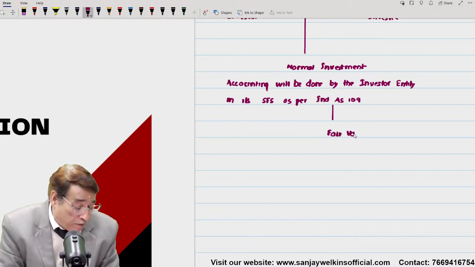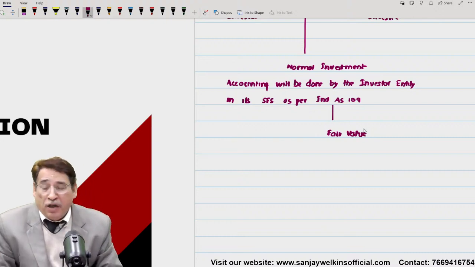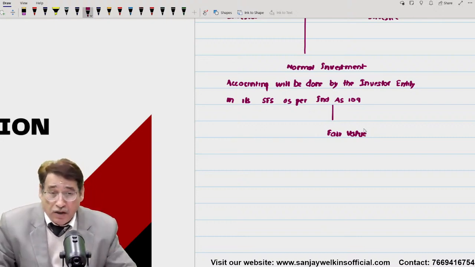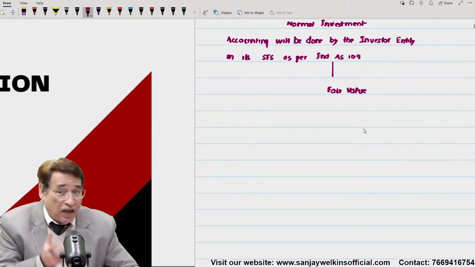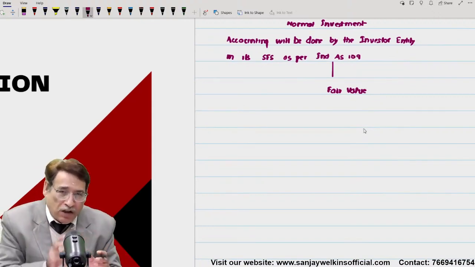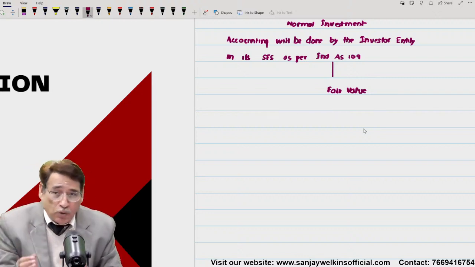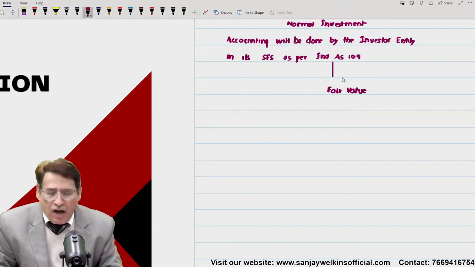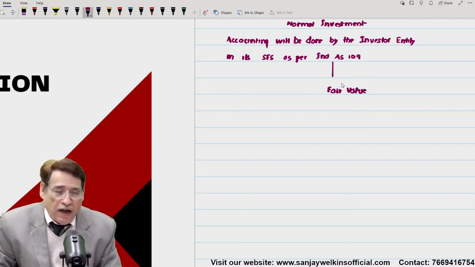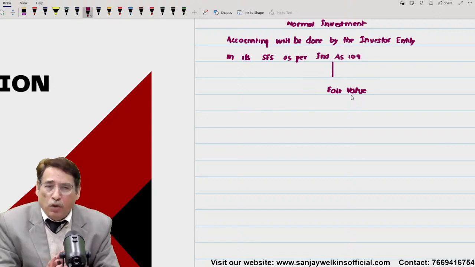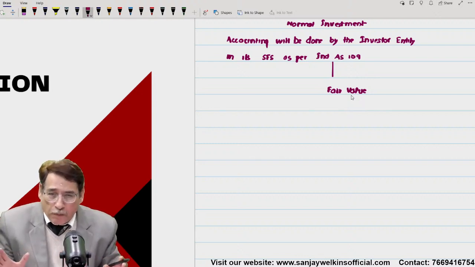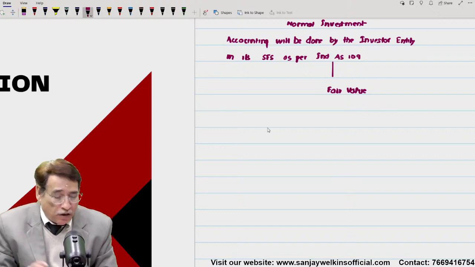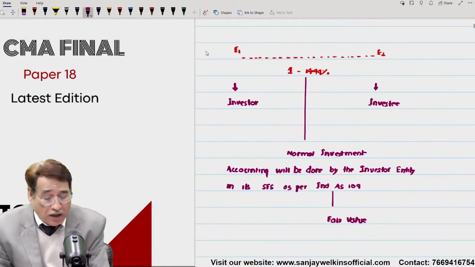That means if you have invested in another entity and your investment range is between 1 to 19.99%, it will be considered a normal investment, and in this case the investor will do the accounting for such investment in separate financial statements, as per Ind AS 109. Under the financial instruments chapter you will learn about Ind AS 109. Ind AS 109 states that such investment must be recorded at fair value. In this case, there is no question of preparing any consolidated financial statement. Is it clear to you or not? This is the first point which I wanted you to understand.